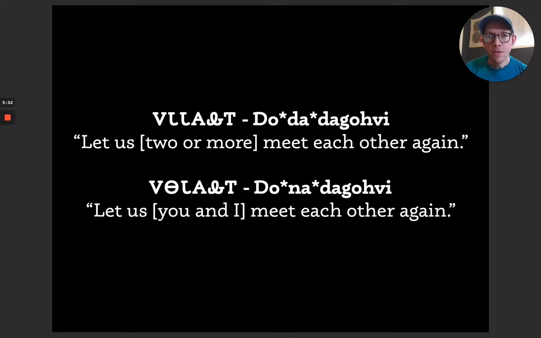So at the top you have do da da go ha'i, which translates roughly to let us, two or more, meet each other again. And below that you have do na da go ha'i, which means let us, you and I, meet each other again. So you see just changing one syllable changes the entire meaning. And you can see why it would be difficult to make a symbol for each word or sentence for a language like this.